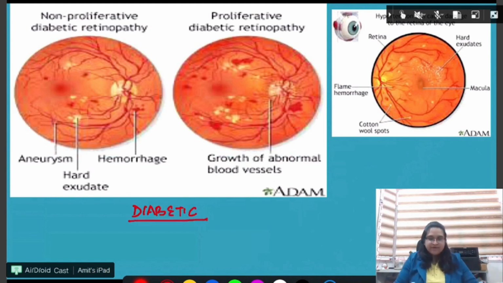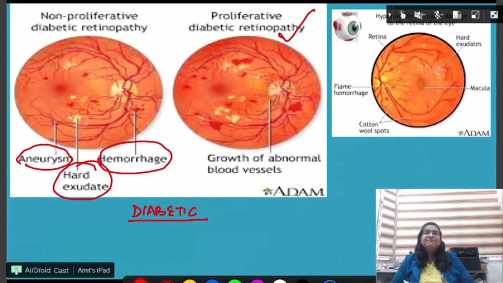This is proliferative. Proliferative means new blood vessels are becoming more and more in number. Non-proliferative means you see aneurysm, microaneurysm, you see blot and dot hemorrhages, right?